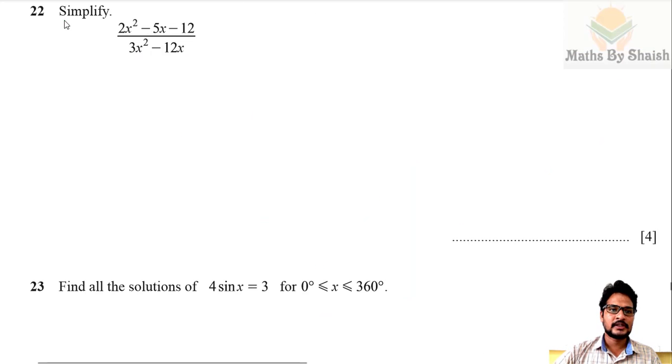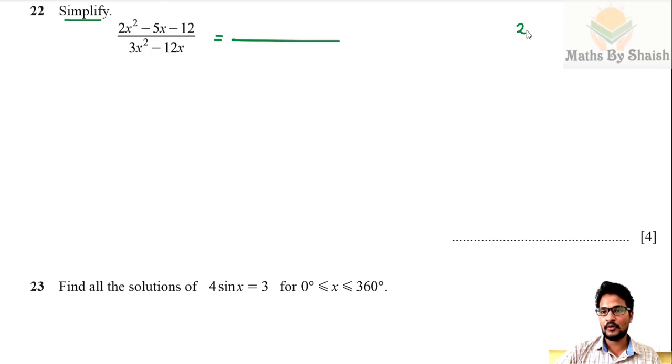22nd question, simplify 2x square minus 5x minus 12 over 3x square minus 12x. So simplification means we are going to factorize the numerator if possible. It is 2x square, it is 12, so 12 twos are 24, and we need to get 5 now by subtracting. So for 24 we have the options as 1 into 24, 2 into 12, 3 into 8, and we can see 8 and 3 can give us 5.